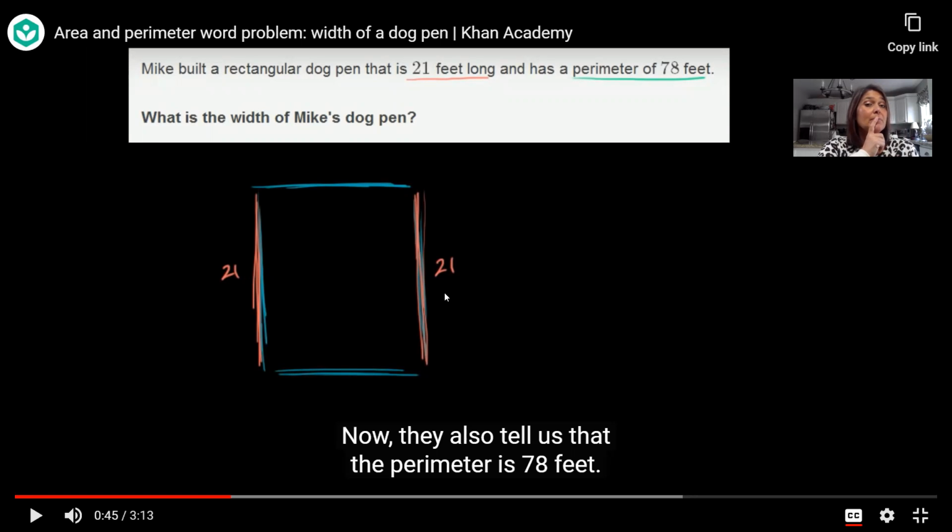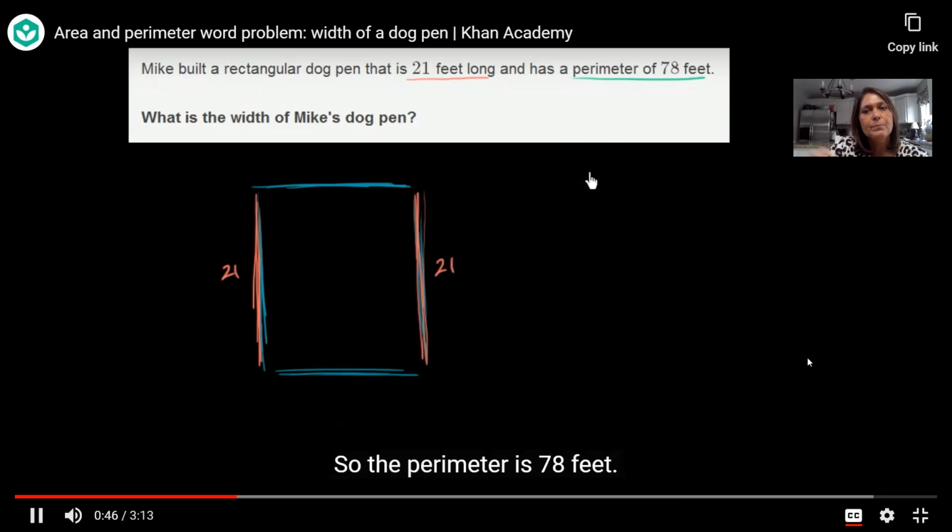What do you know about that? Opposite sides of rectangles are the same length, right? So if one side is 21 feet, the other side has to be 21 feet. Is that going to be true of the shorter sides of this dog pen as well? What do you think? Let's keep listening.